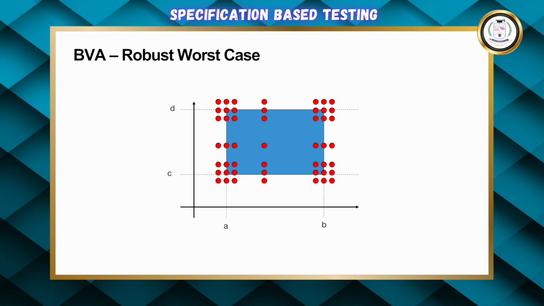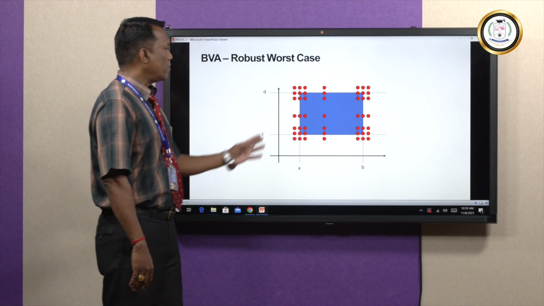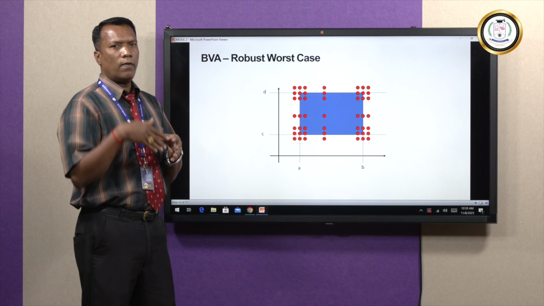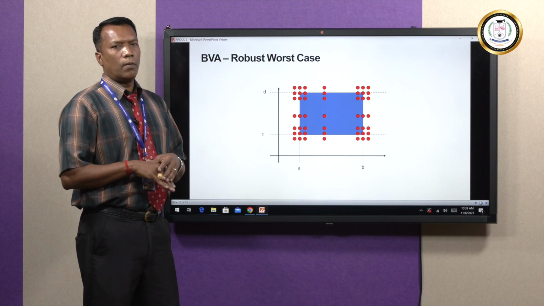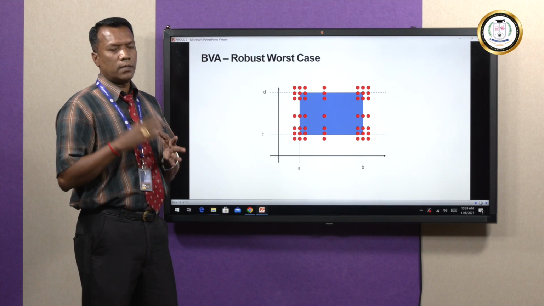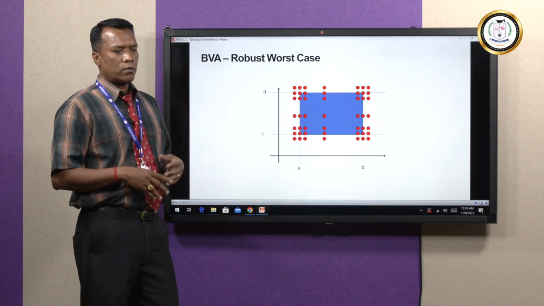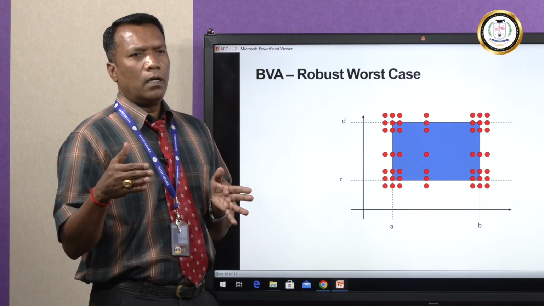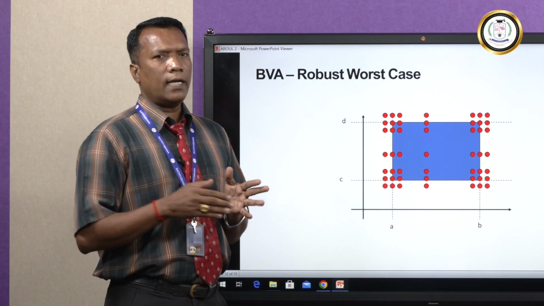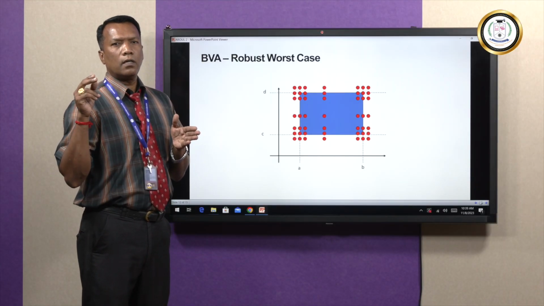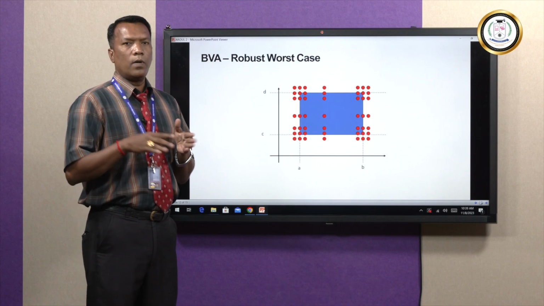A robust worst case, as we have in robust equivalence classes, apart from the actual value and apart from the minimum value, maximum value, and nominal value, we are going to consider minimum minus 1 and maximum plus 1. For example, the loop is going to be 0 to n. How will I be testing? The actual BVA will test 0, 0 plus 1, n, n minus 1. It is a normal BVA.